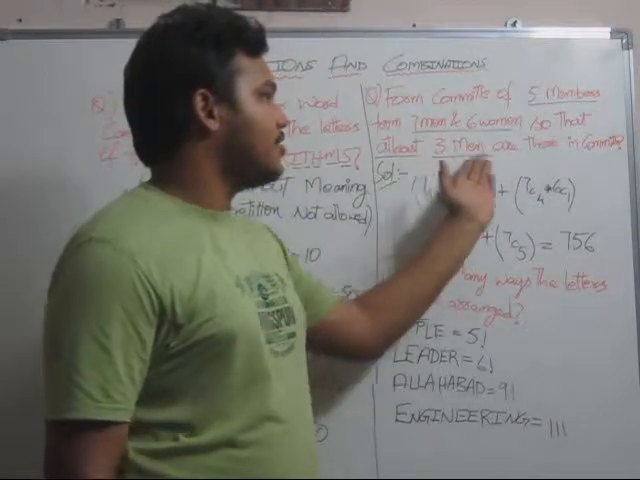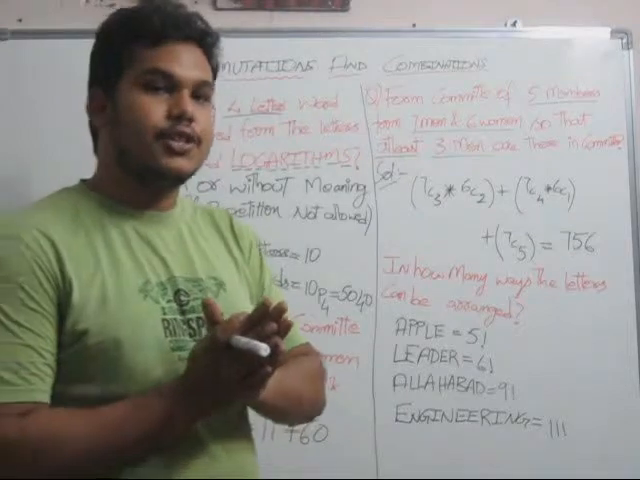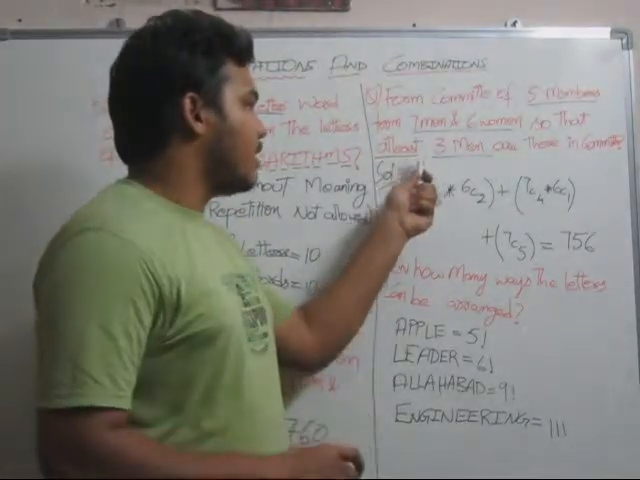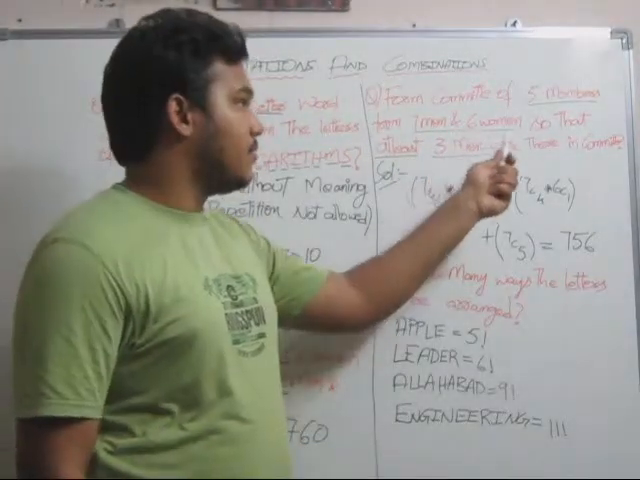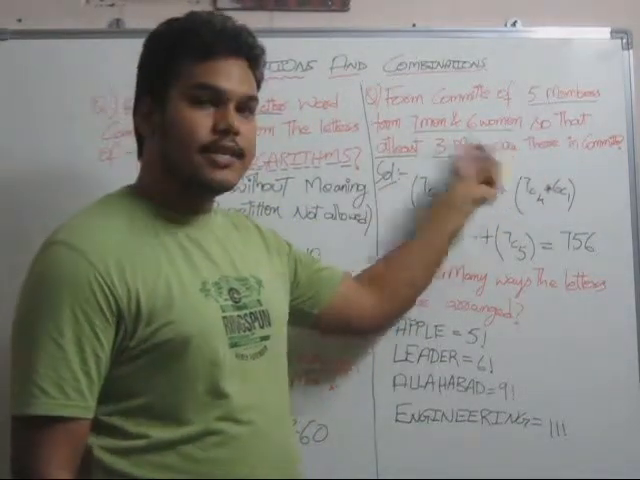And the next question is, form a committee of 5 members from 7 men and 6 women so that at least 3 men are there in the committee. Here he has given a condition that there should be at least 3 men in the formed 5-member committee from 7 men and 6 women.